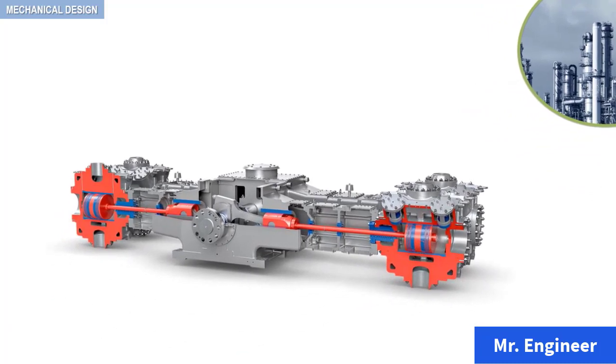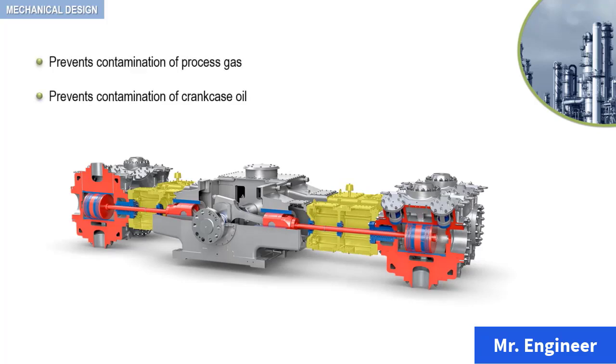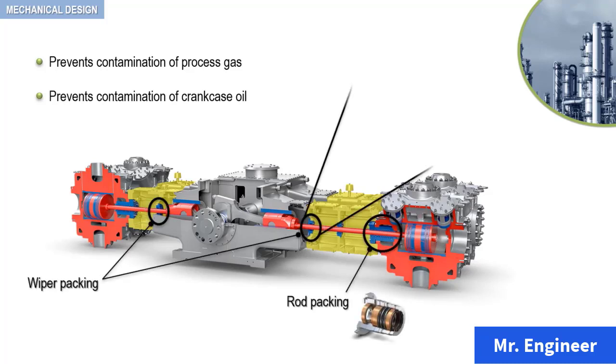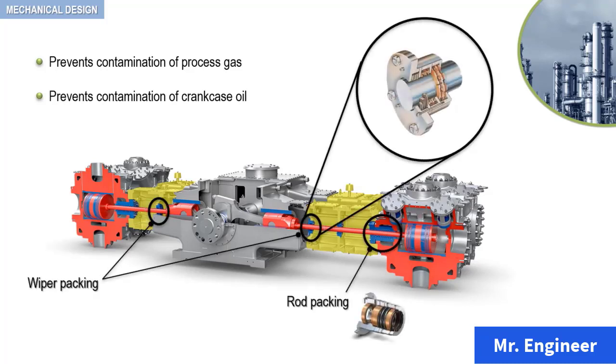The distance piece, as highlighted here, prevents contamination of process gas as well as contamination of the crankcase lubricating oil. The proper operation of the distance piece, baffles and seals, as highlighted here, is essential to maintaining reciprocating compressor safety and reliability in process gas applications.